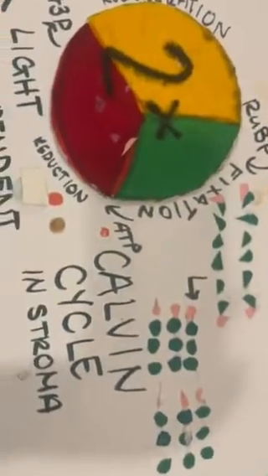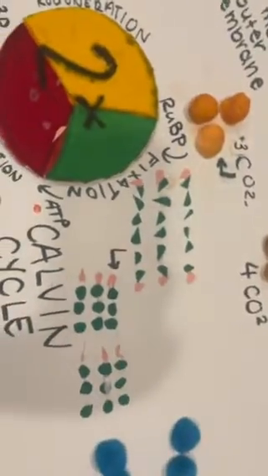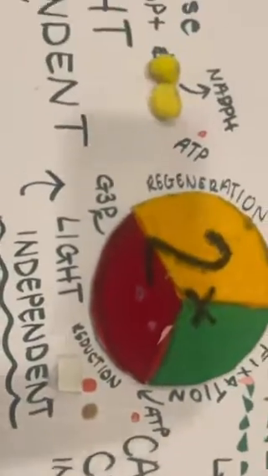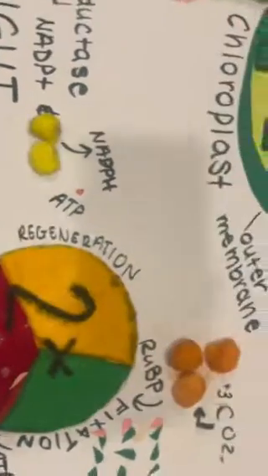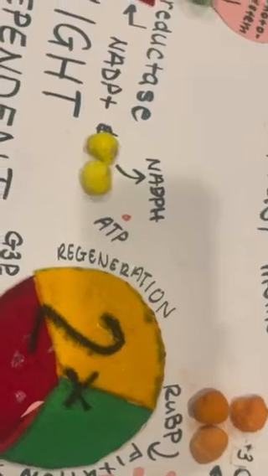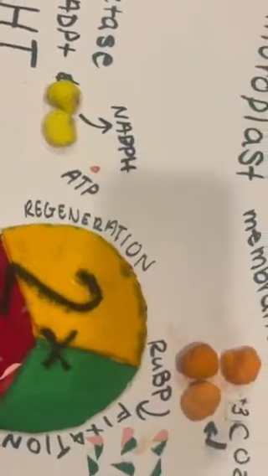And then ATP is entered, and it adds a phosphate group onto it. Then NADPH adds a hydrogen group on it, turning back into NADP plus. In reduction, G3P is made, and through regeneration, ATP is turned into ADP, and NADPH is turned into NADP plus to power the light-dependent cycle.